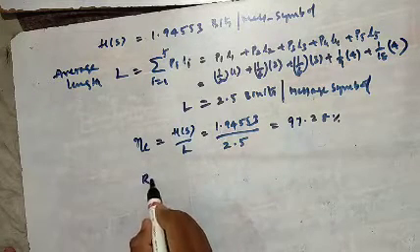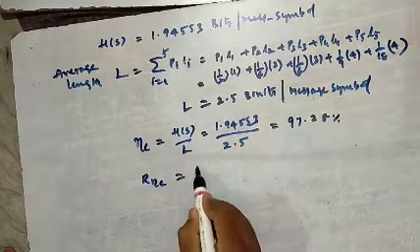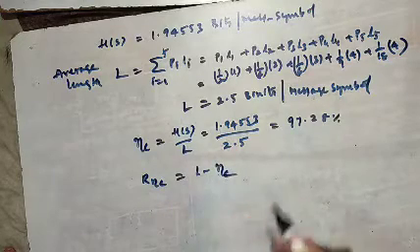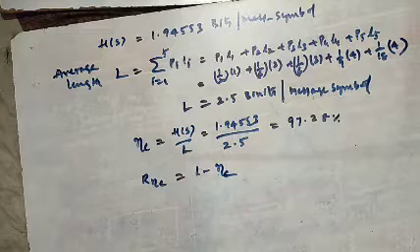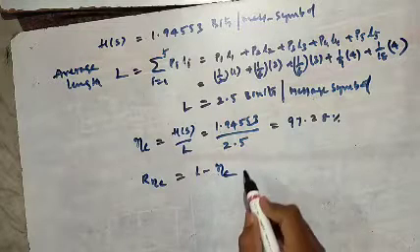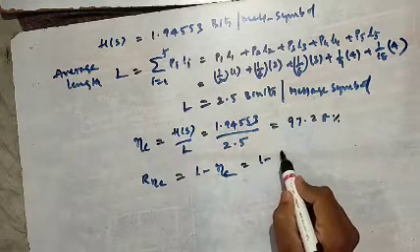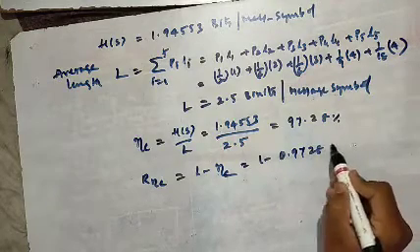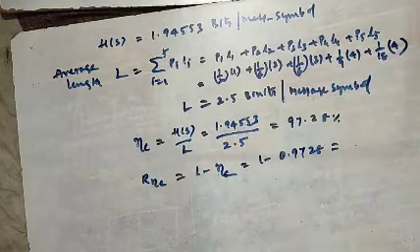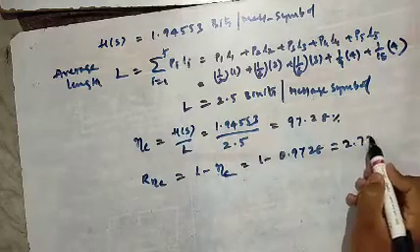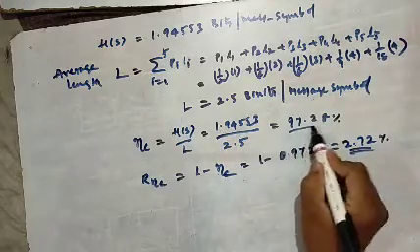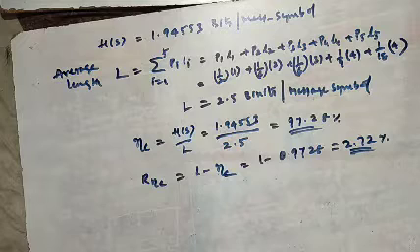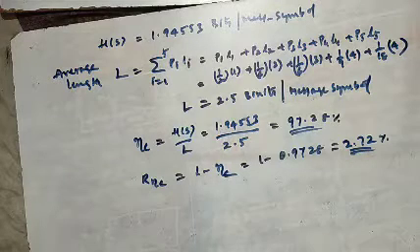And redundancy. Redundancy is always 1 minus the efficiency. You can write 1 minus 0.9728, which becomes 2.72%. The coding efficiency is 97.28 and its redundancy is 2.72%.